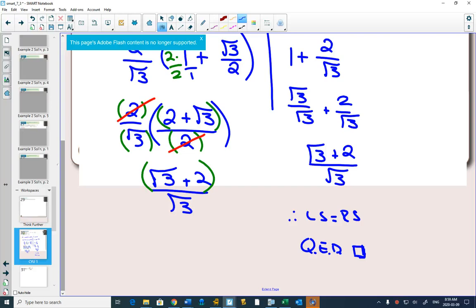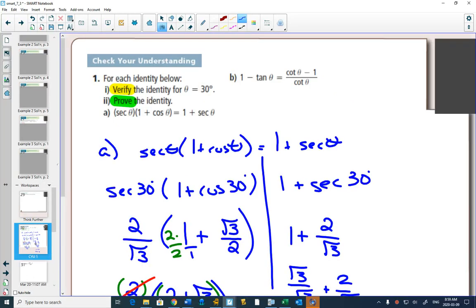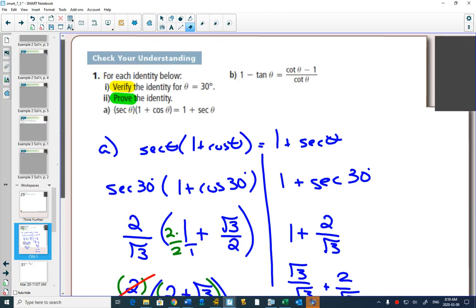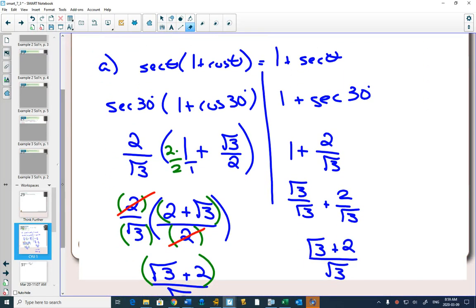But sometimes on an exam, it will get you to verify something, and verify means plug in the answer to see if it works. In this case, it did. And then in part B, it asked us to do the proof. Is it all right if I erase this for now? Everybody who's got this down?